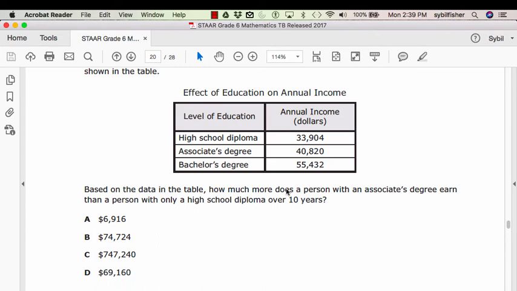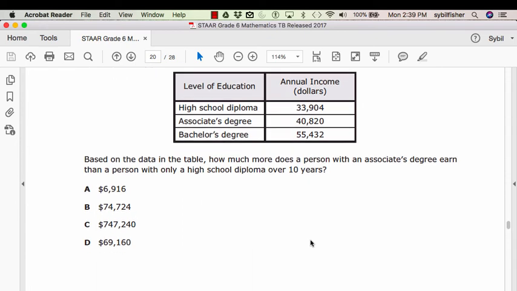Based on the data in the table, how much more does a person with an associate's degree earn than a person with only a high school diploma over 10 years? A, $6,912. B, $74,724. C, $747,240. Or D, $69,160.